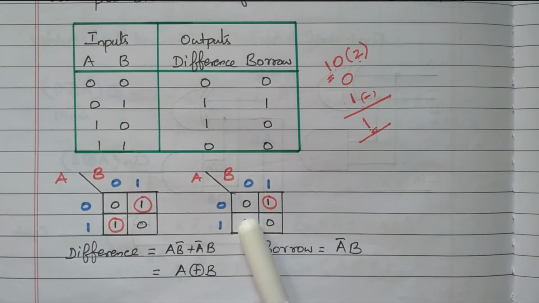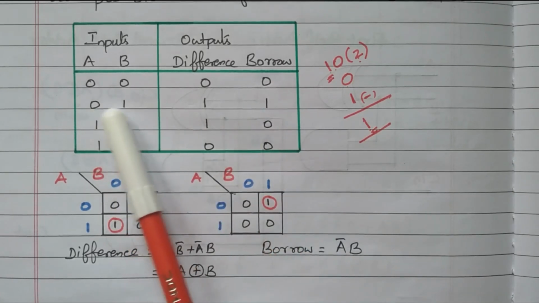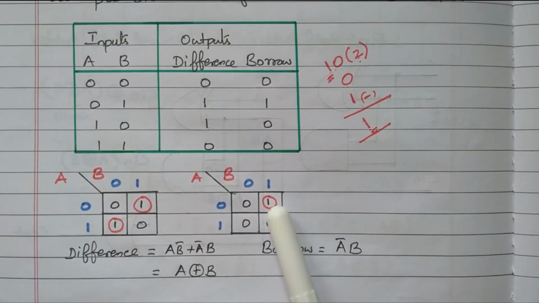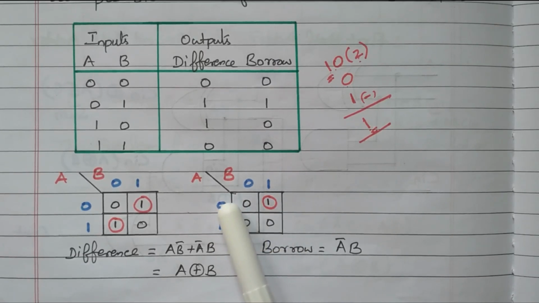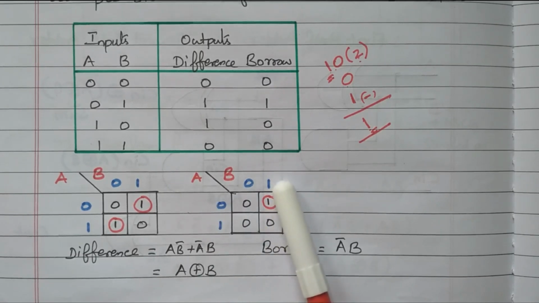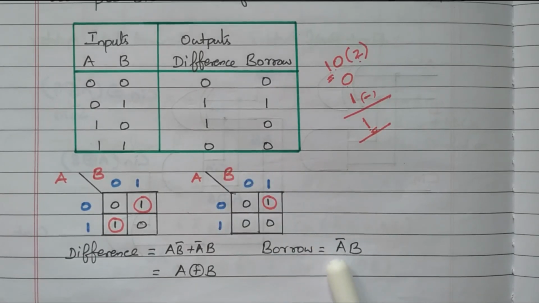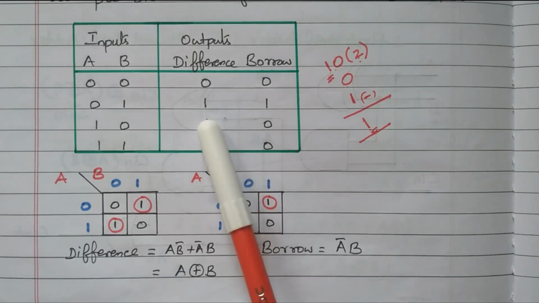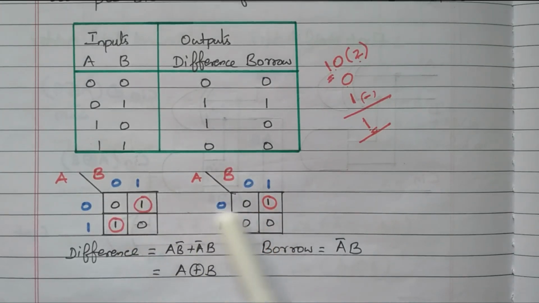Similarly for the borrow, two inputs A and B, two combinations. Only 0 1 is the 1. 0 0, 1 0 and 1 1 are 0. Only this one is available. What is available correspondingly here? 0 means A bar. Here, 1 means B. So A bar B. From the tabular column we can write it directly, otherwise by using the K-map also we can write. So we got the expressions for borrow and difference.